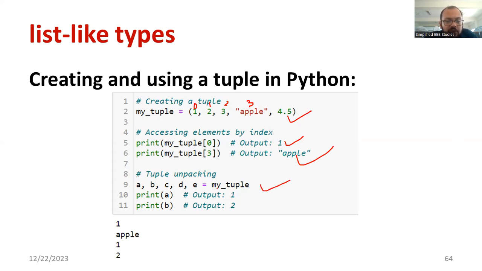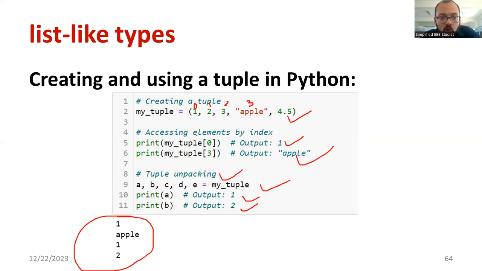So if you want to unpack the tuple like this, A, B, C, D, comma, that is equal to my tuple. Then if I print A, output will be 1. If I print B, output will be 2. This is the way how to unpack. You know what is unpacking. So if I want to segregate the items inside the tuple, I can go for unpacking. So this is the operation of unpacking.